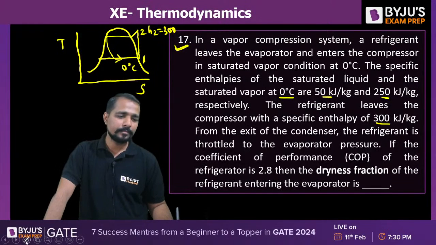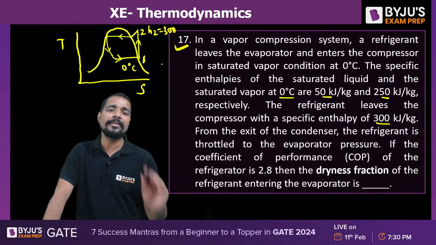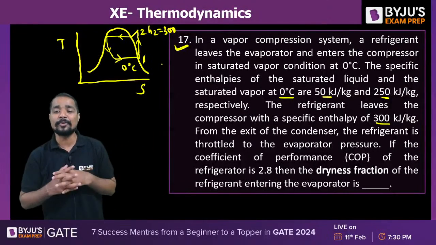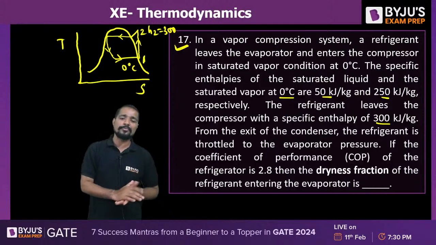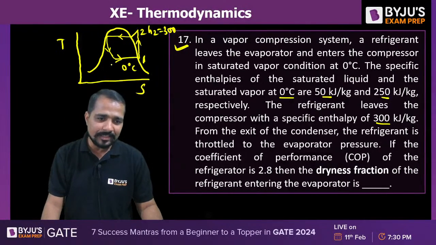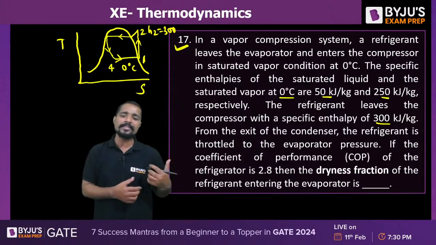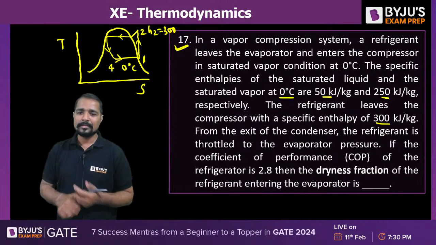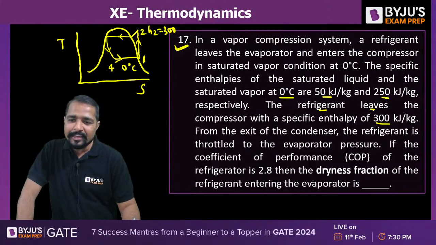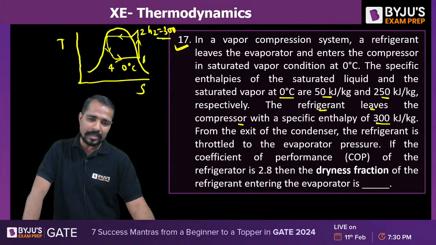Like this. Some modification you may need to do. I have just drawn the exact diagram, whatever we have read, but as per the question it is or not, we need to discuss. The dryness fraction of refrigerant entering the evaporator means he is talking about what is the dryness fraction at point number 4. It is the question, my dear. If the COP is 2.8, refrigerant leaves the compressor, my dear, that is H2 value is given to us.